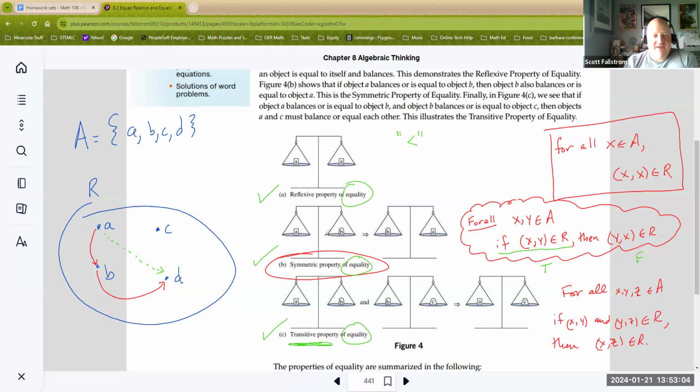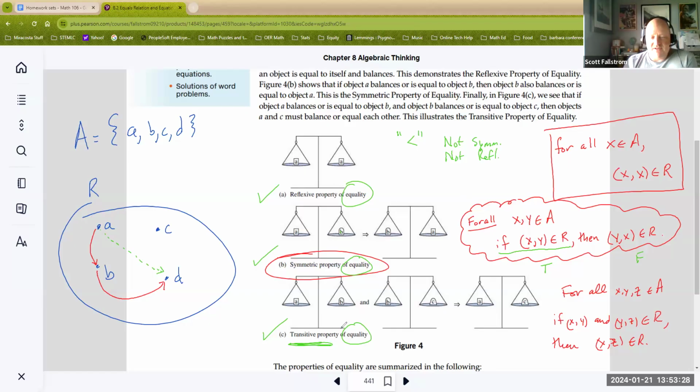Okay. So if A is less than B, does that mean B is less than A? And we'd say no. So this one is not symmetric. Okay. Is it reflexive? Is a number less than itself? And we would say no. So it is not reflexive.